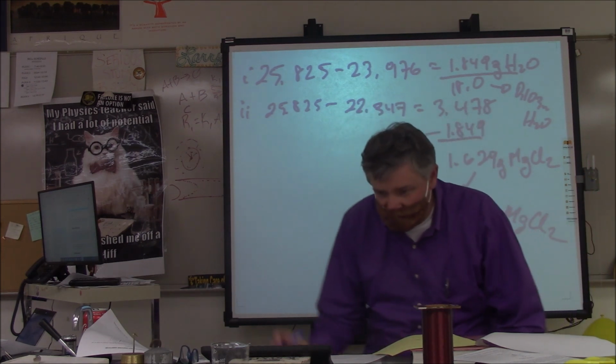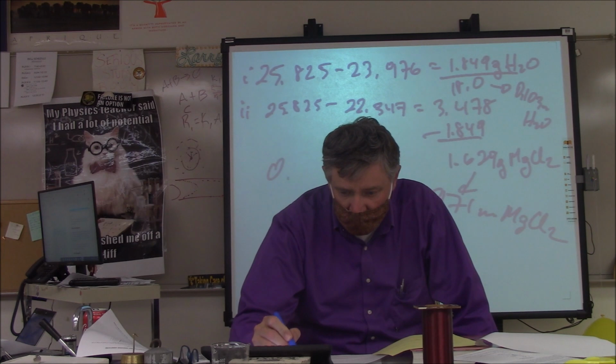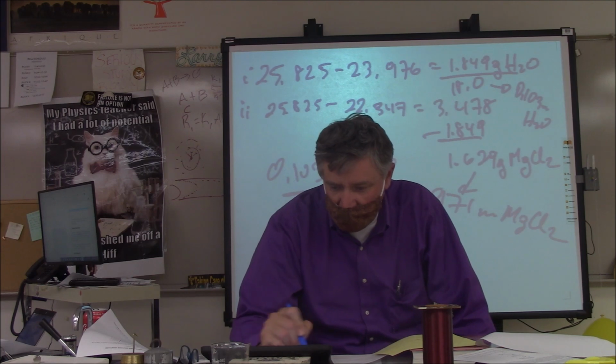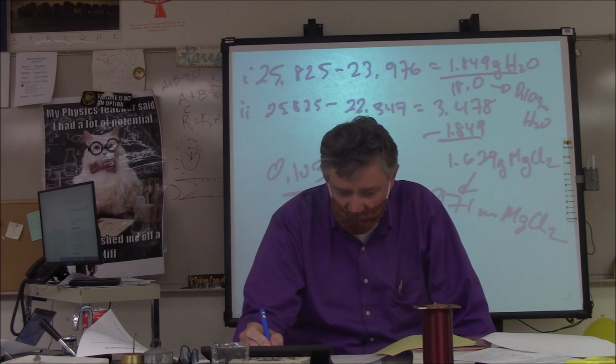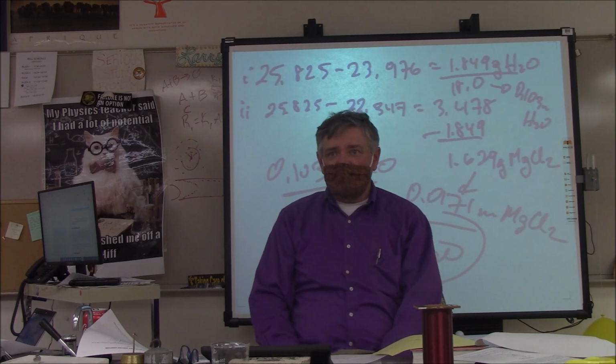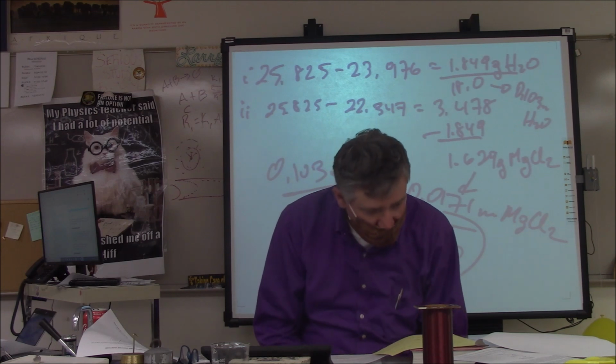So anyway, if you take that moles of water, 0.103, and then you divide that by the 0.0171 moles of your MgCl2, you get 6, so it's MgCl2 6H2O. Good with that? Okay.